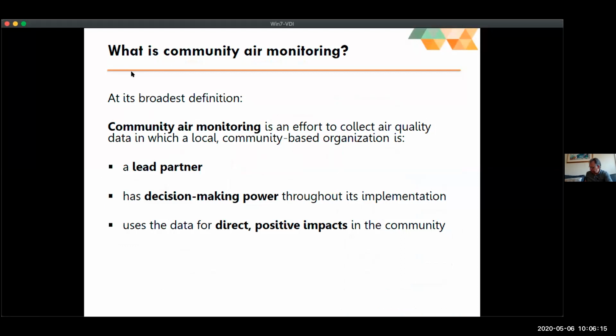So the way we define community air monitoring in our work is, it's an effort to collect air quality data that really centers community-based organizations in the decision-making process, from setting the goals to selecting the sensor that will be used, where those monitors will be sited, and how this data will be collected and made available to stakeholders throughout the community. Next slide.